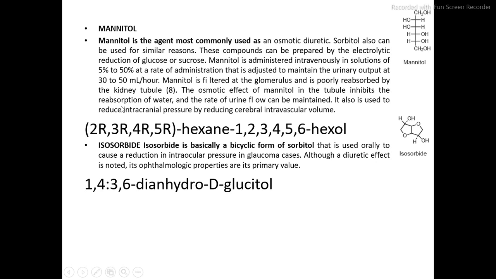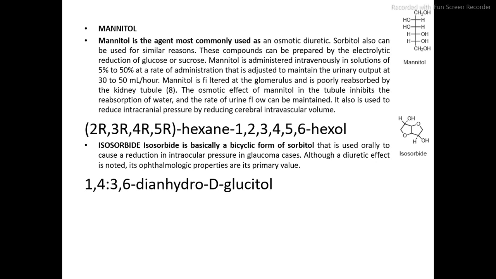And this is its IUPAC nomenclature. So 2R, 3R, 4R, 5R. It is not mandatory to give the R/S configuration. So you can write it as hexane, because there are 6 carbons in a straight chain. Hexane-1,2,3,4,5,6-hexol. So this is the IUPAC nomenclature of mannitol. It is hexane-1,2,3,4,5,6-hexol because there is an OH group, that is an alcoholic group, on each carbon.